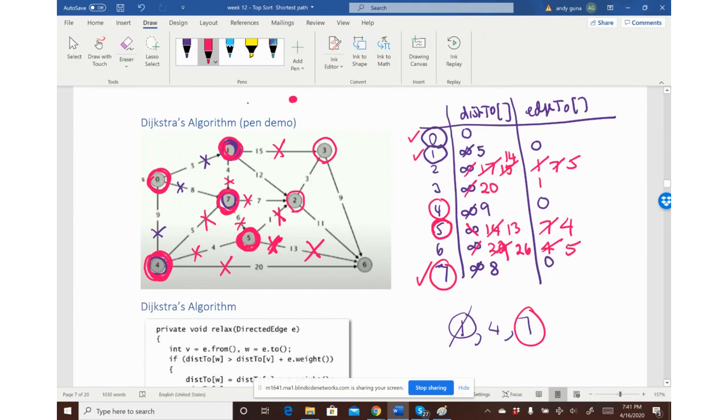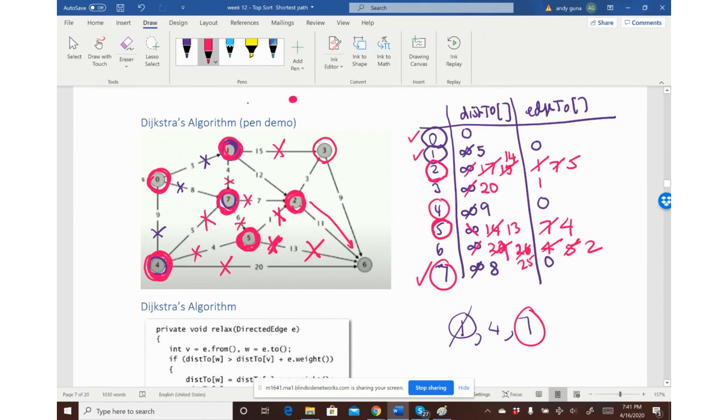Anything else I can update? No, right? Okay, so now what's the next node I'm going to relax? Two. Okay, so we're going to choose 2. Now I find that the distance to 2 is 14, plus if I add 11, I get 25 to 6. So I can update 6 to 25, and this is going to be 2 now. It came from 2. So I found a better distance.